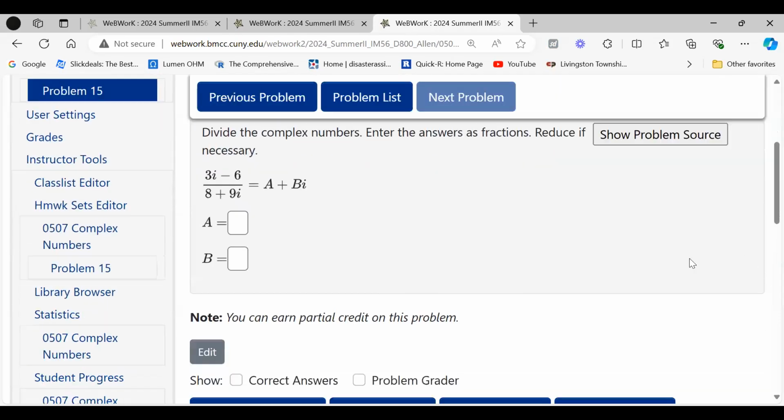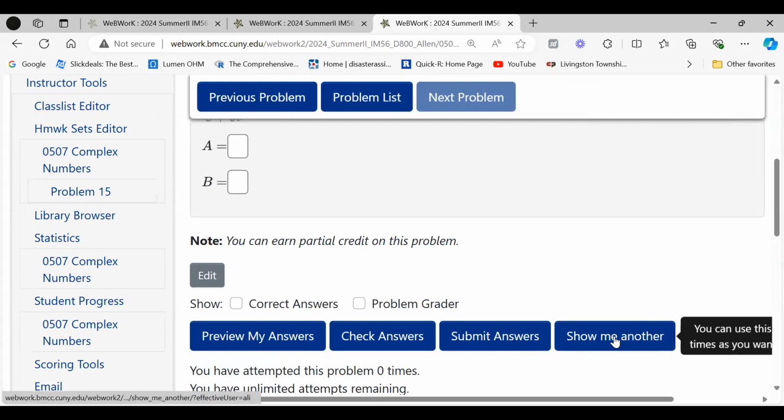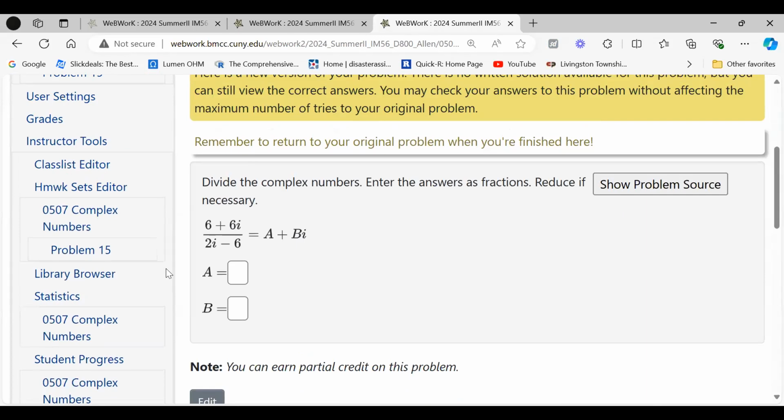All right, just one last one, you try this one, and let's give it a shot. So both top and bottom are complex numbers.